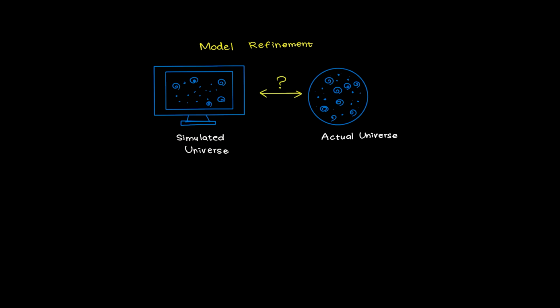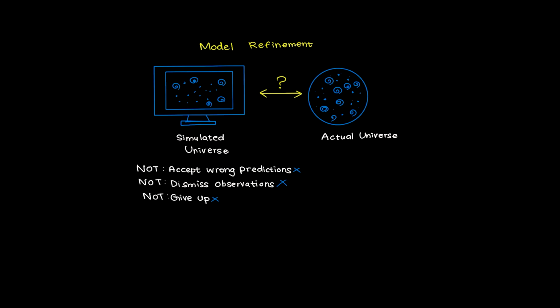You don't accept the model anyway. You don't dismiss your observations of reality. And you definitely don't throw up your hands and declare the universe unknowable. You modify the model, adjust assumptions, change parameters, run it again. This is iterative refinement, the standard scientific process for complex modelling. Keep testing until predictions match observations.